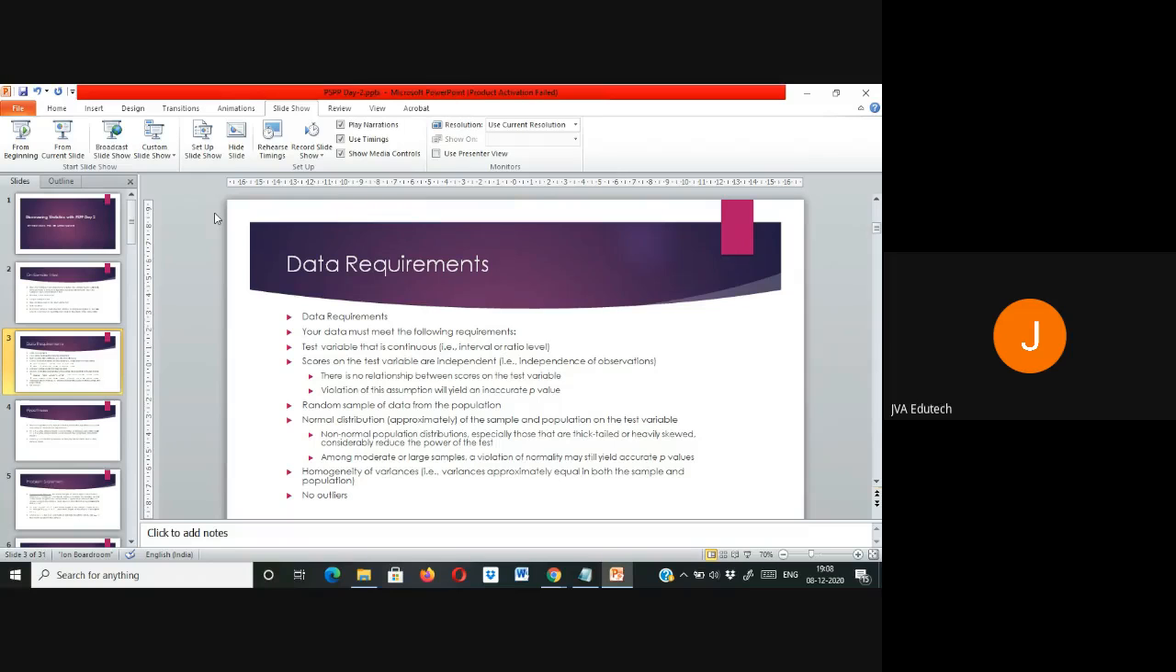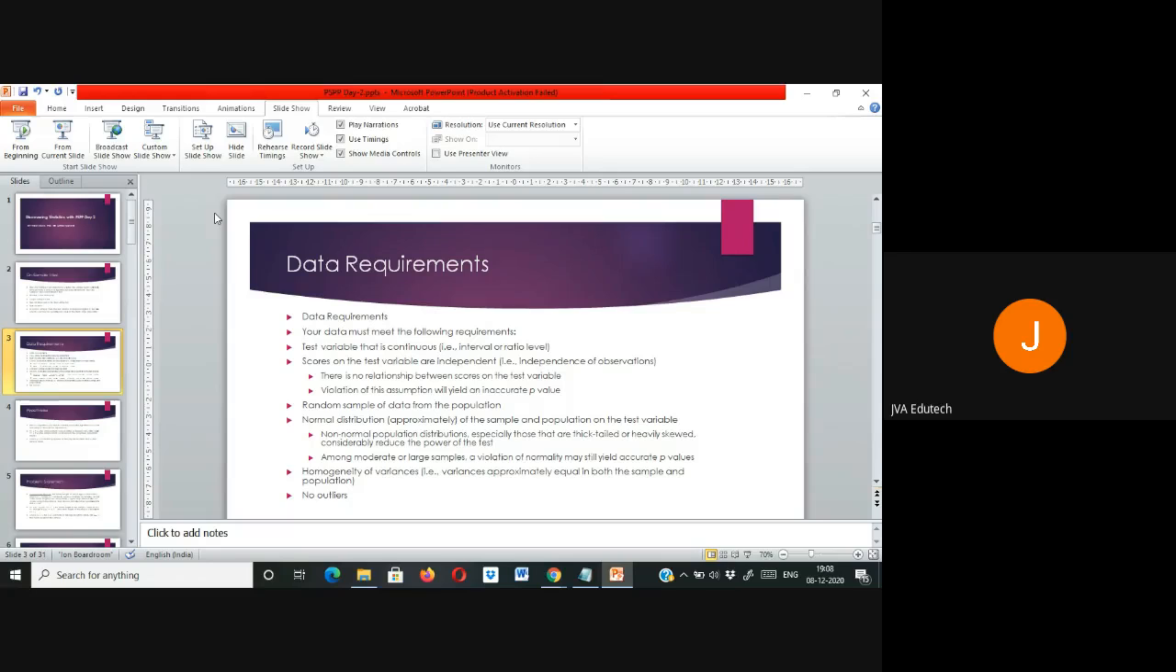Now, the data requirements for doing this test, because you need to understand that for every test there are some requirements of data that need to be fulfilled, then only can you apply that test. So your data must meet the following requirements for conducting a one sample t-test. The test variable that you are trying to measure should be taken on a continuous scale or a metric scale, which is either an interval or a ratio scale.